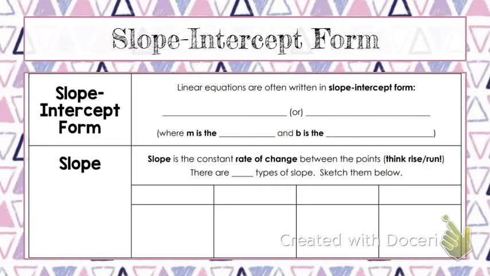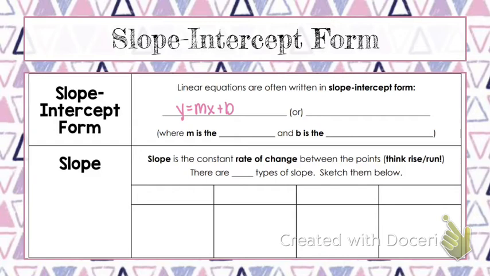Okay, so slope-intercept form. We talked about standard form first. Slope-intercept form is just another way to write an equation of a line. And in slope-intercept form, that is going to look like y equals mx plus b. And you guys have probably heard that before. You probably remember this from Algebra 1. That was most likely drilled into your head.